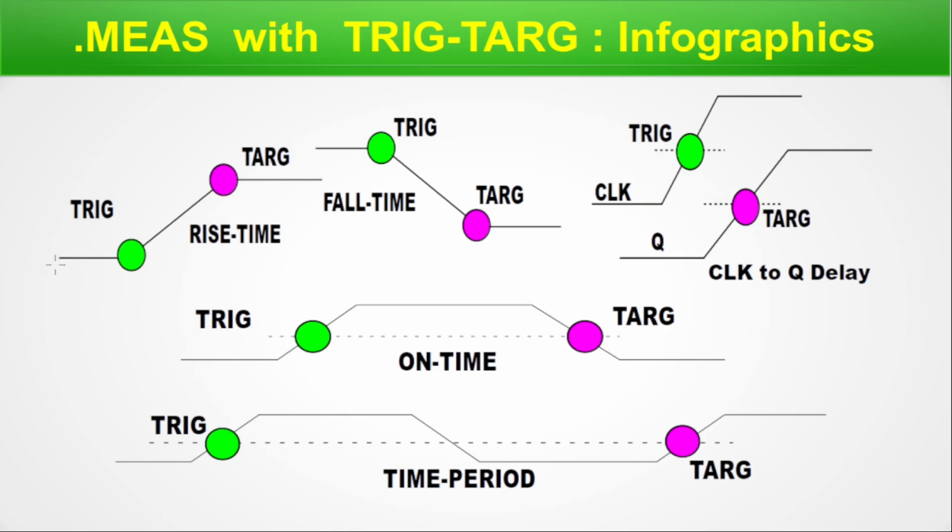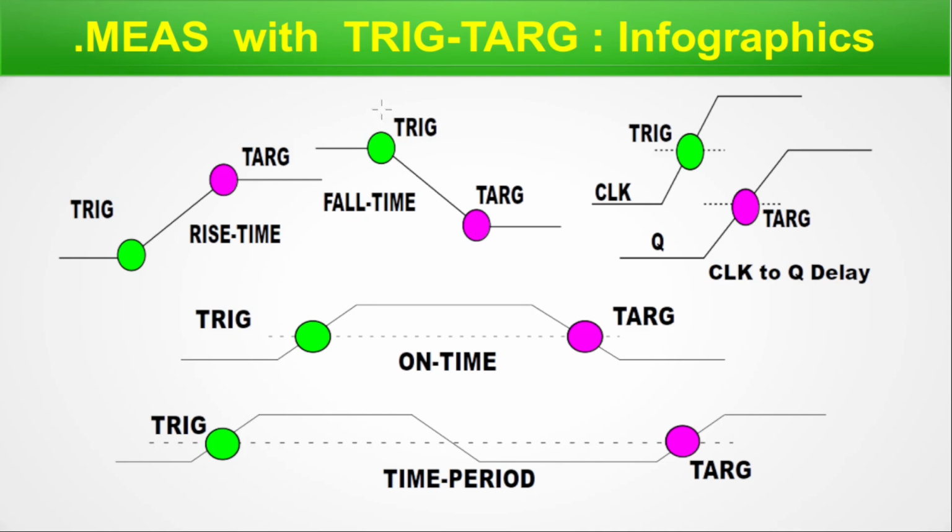Now, this is a waveform where the wave is rising. So we are calculating rise time. So trigger means the measure will trigger here and the target means the measure will finish here. So this will measure the rise time. Philosophically, first you have to understand, then only you can use the dot measure command accordingly, as you are going to see in the examples in the upcoming slides.